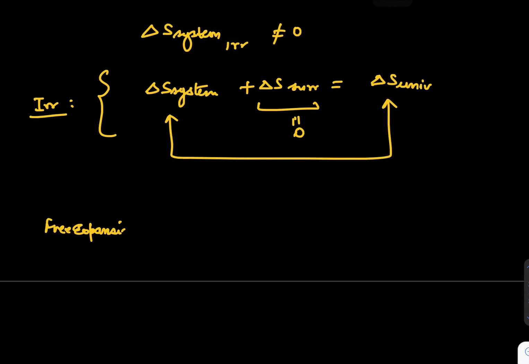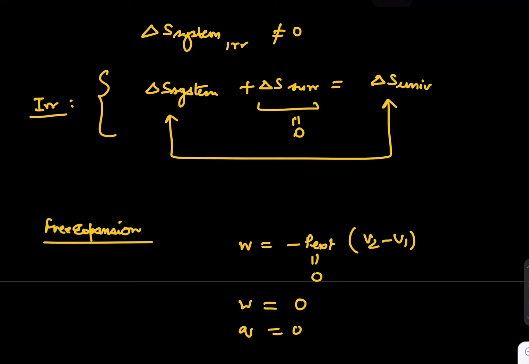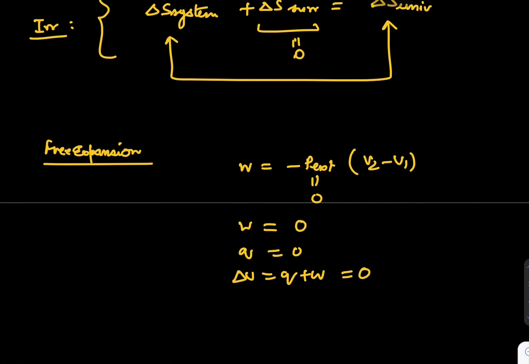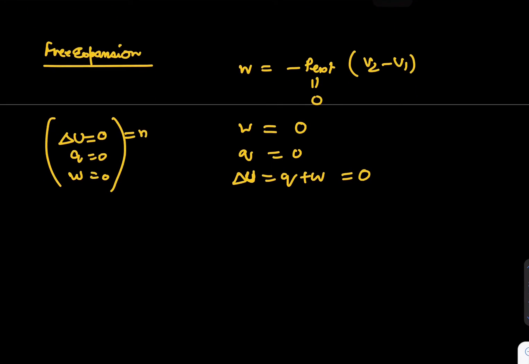Free expansion. So remember free expansion, the work done is minus P external (V2 minus V1), and this P external itself is 0. There is nothing against which we are doing expansion. So work done is 0. Q is 0 because it is adiabatic. Delta U is Q plus W, which is also 0. So we get all three quantities: delta U is 0, Q is 0, W is 0. Based on that, we can conclude that nCv (T2 minus T1) is 0. Hence, we can conclude that T1 is equal to T2.